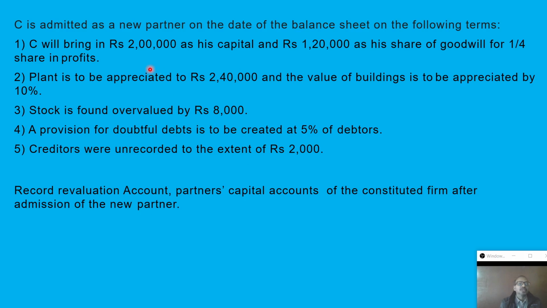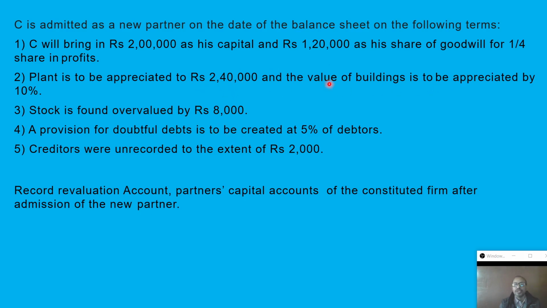So in that way, C brings 2 lakh as his capital, therefore cash account debit to his capital, and 1,20,000 as his goodwill. So cash or bank account debit to premium for goodwill, and premium for goodwill account debit to all partners under the sacrificing ratio. So this is the primary entry. After that, this is related to the change in the value of assets and liabilities that you have to consider.